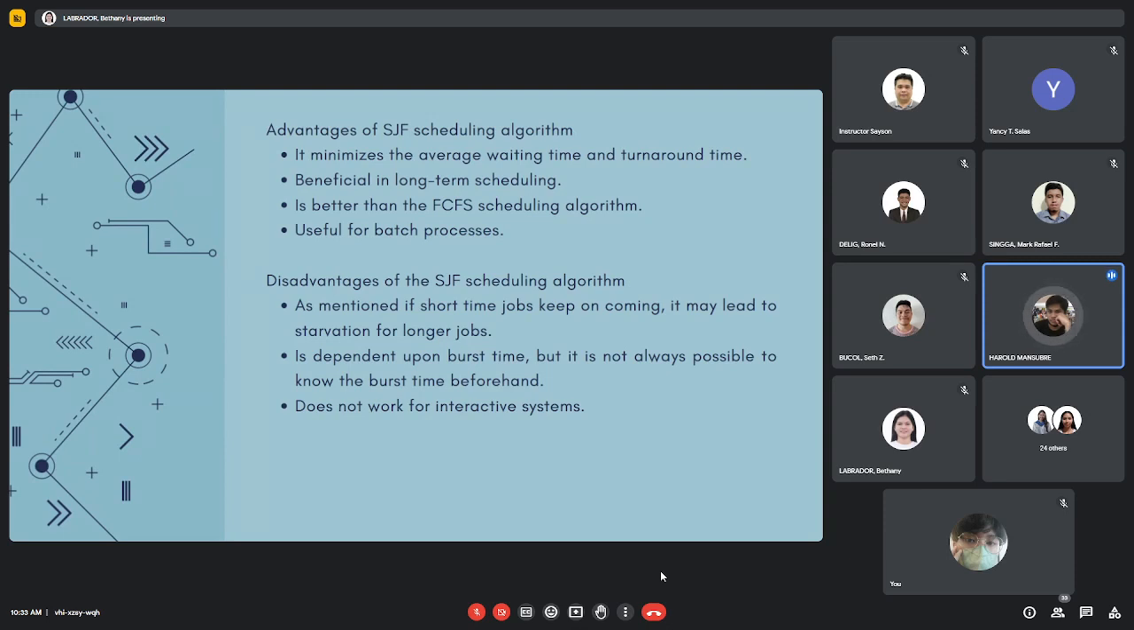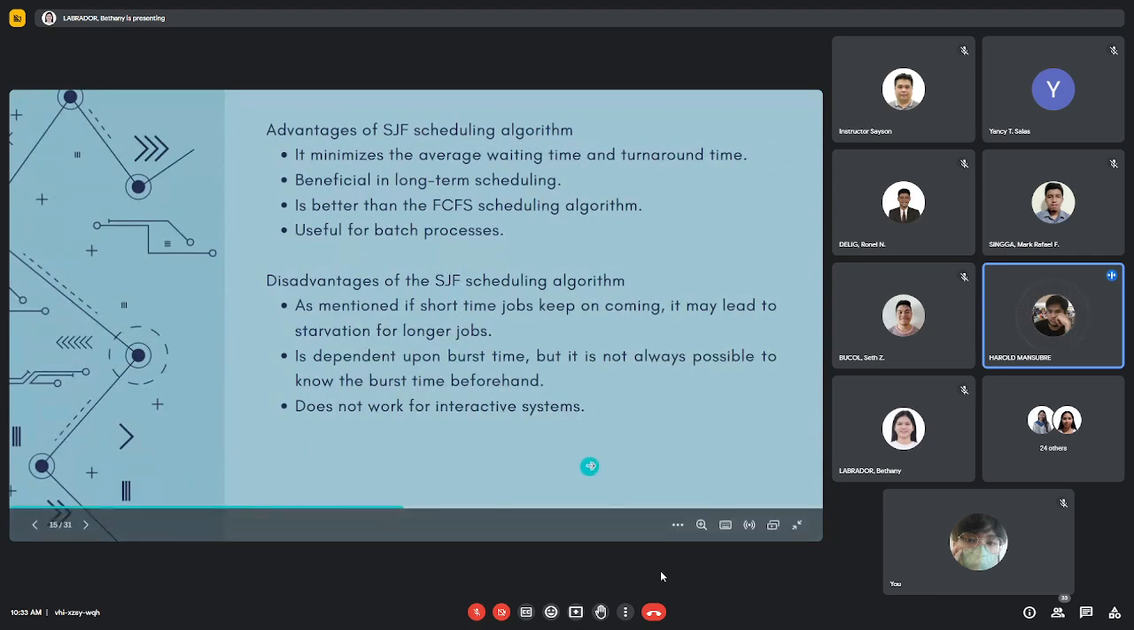So next is the disadvantage of the SJF scheduling algorithm. As mentioned, if short jobs keep on coming, it may lead to starvation for the longer jobs. It is dependent upon burst time, but it is not always possible to know the burst time beforehand. It also does not work for interactive systems.